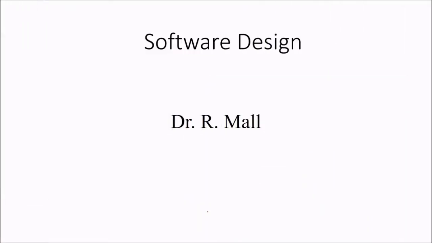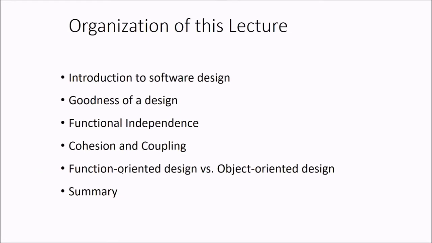Now let us talk about software design in Introduction to Software Engineering. In this, we are going to see an introduction to software design today: the goodness of design, then functional independence, cohesion and coupling, and differences of function-oriented design with object-oriented design. Then we'll summarize it.